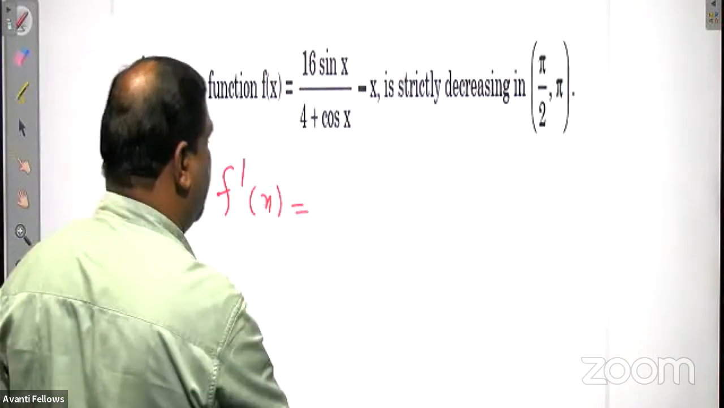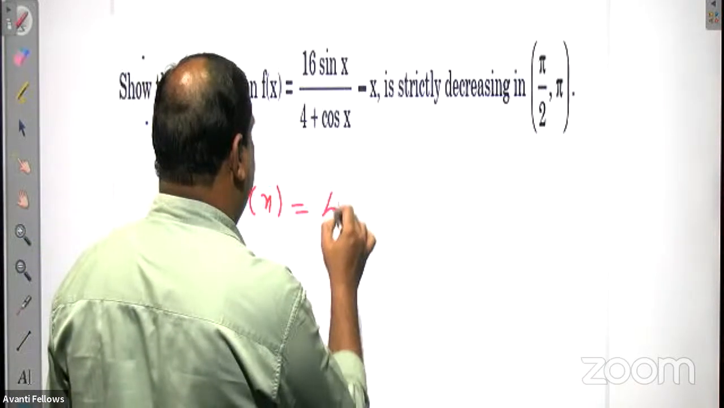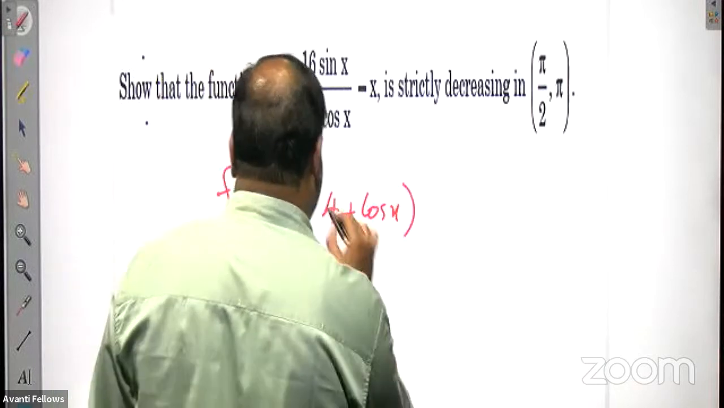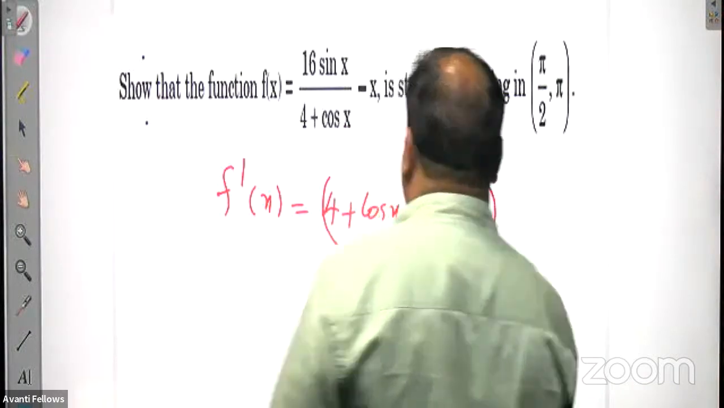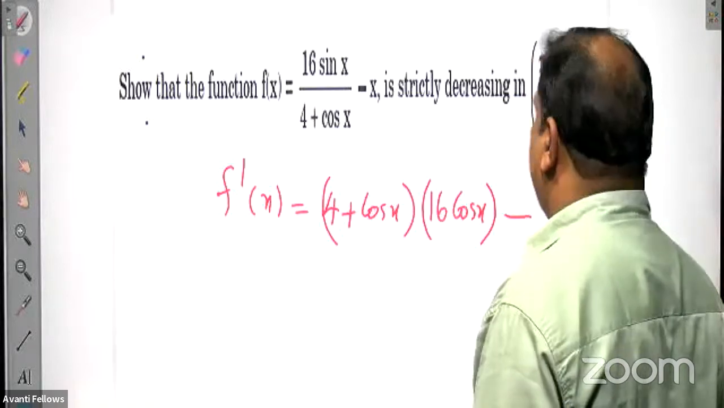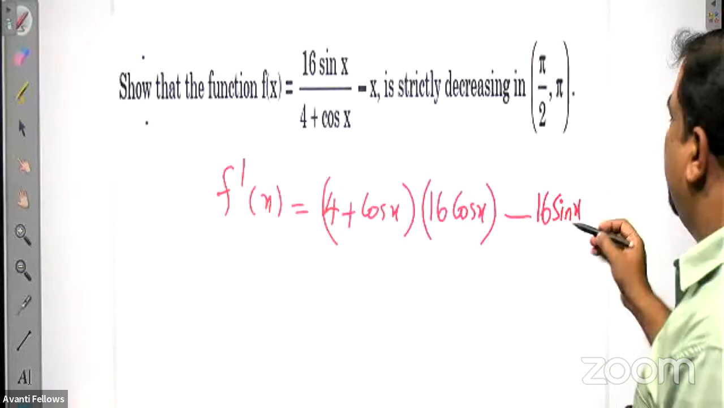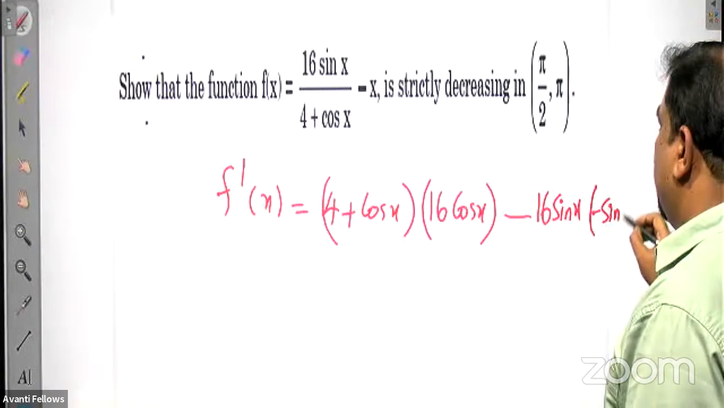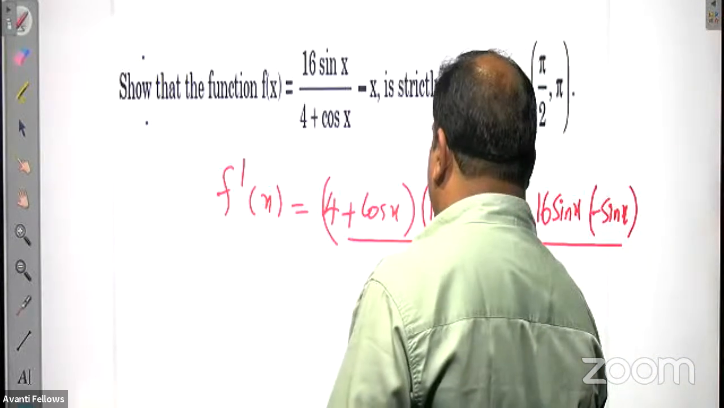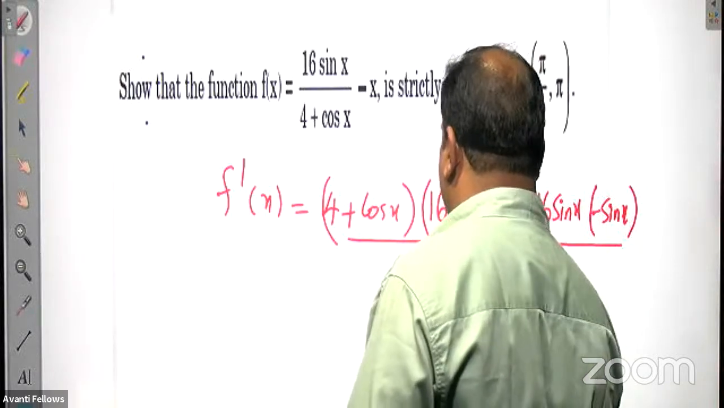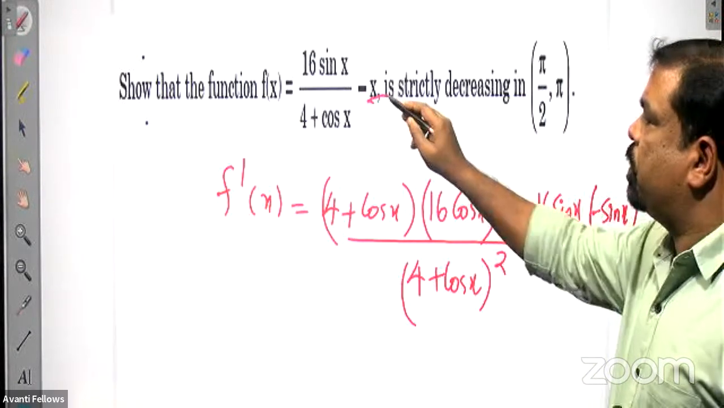What is f dash x? Apply the quotient rule first. So 4 plus cos x into the derivative of 16 sin x, that is 16 cos x, minus 16 sin x into the derivative of 4 plus cos x, that is minus sin x, all divided by 4 plus cos x the whole square. Okay, the first part is over. Minus the derivative of x, that is 1.